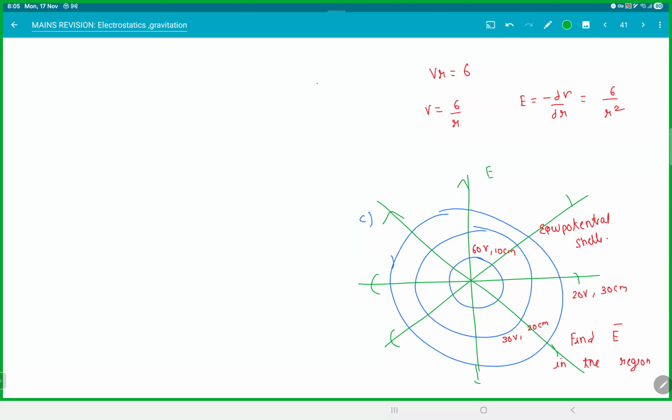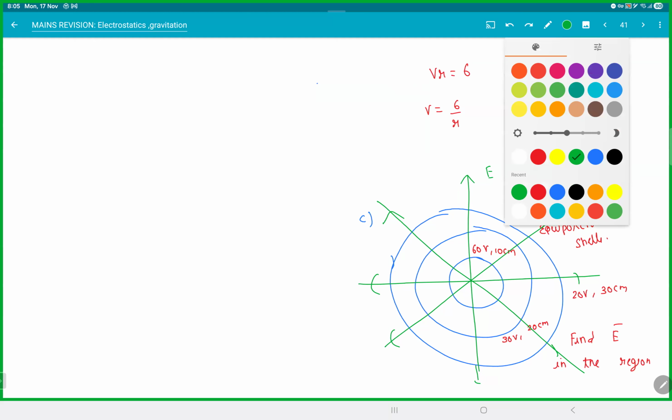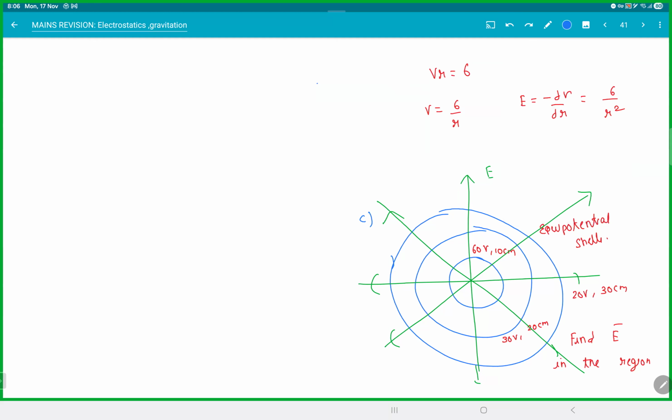Clear with this? Observe, in all these three cases, V into R is always constant. The potential is given as 60 volt at 10 centimeter, 30 at 20, 20 at 30. The product is constant. So we got potential into distance is constant, so we differentiate the potential to get the field. Clear? All clear with this?